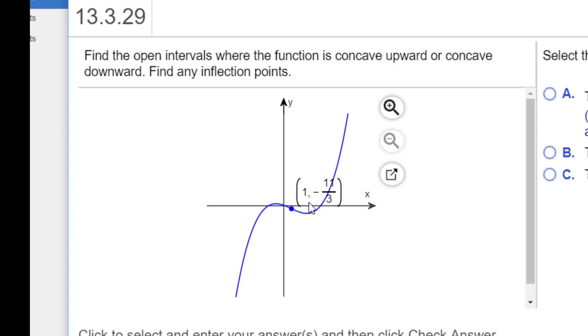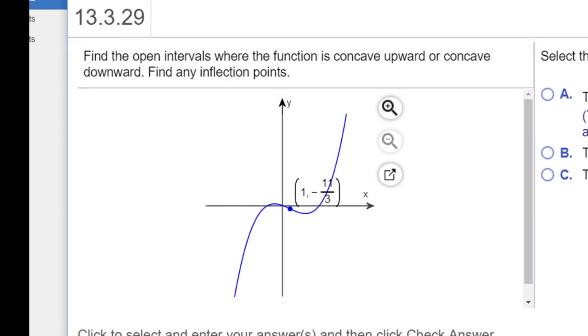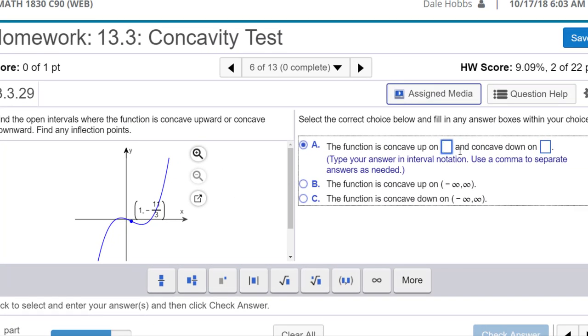Okay, so they'll give you some examples where you have to find these intervals for concavity first to show you what concavity is. And then you'll get into something called the concavity test in the later homework problems, where you have to take the second derivative and set it equal to 0.